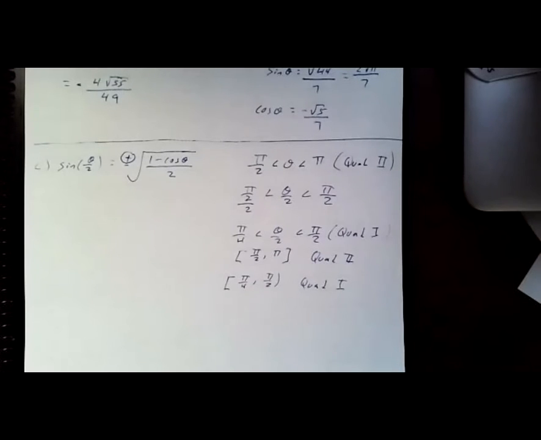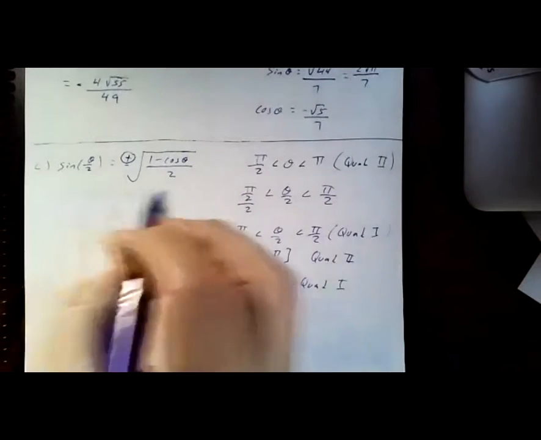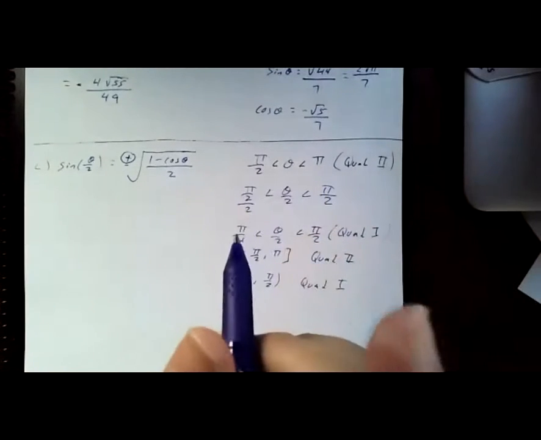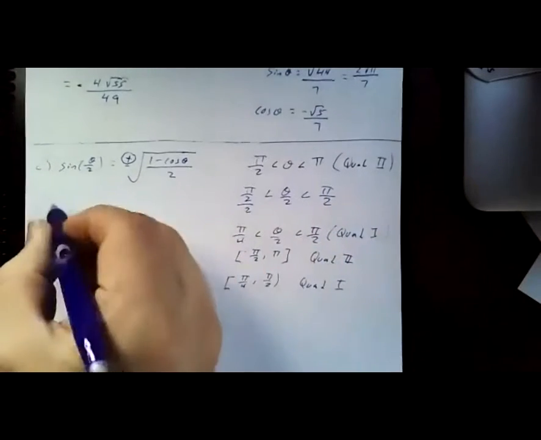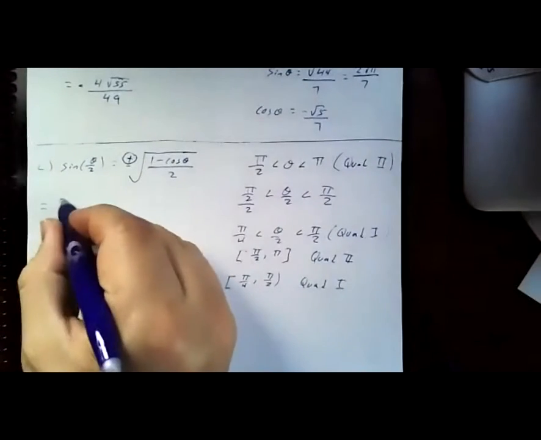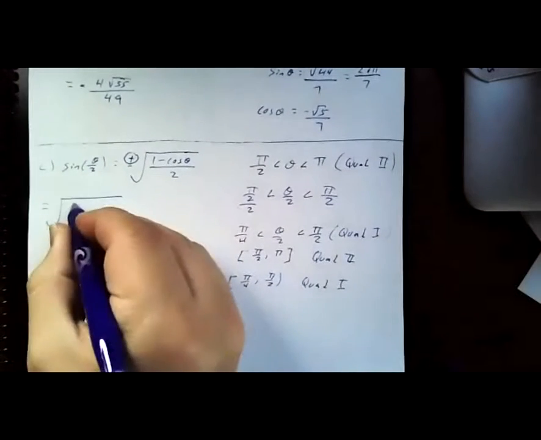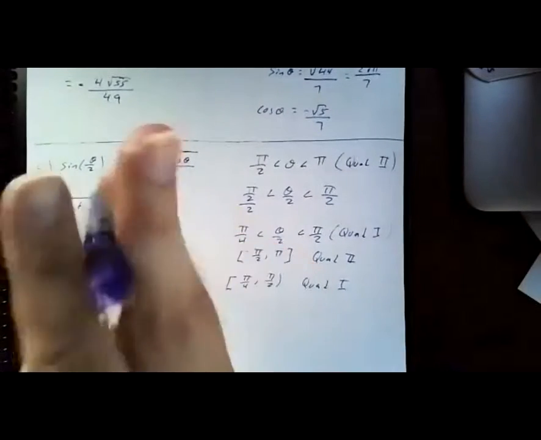All right, let's plug it all in and we're good. Cosine we said earlier was negative square root 5 over 7. So we're going to pick 1 plus, actually minus.